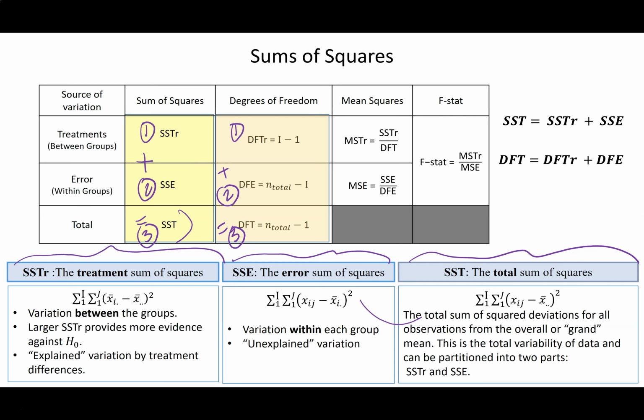And then when you go across, it's not going to add across. You're going to divide. So this divided by this is that. This divided by this is that. We do not fill in these two squares. We don't find mean square total. It's not necessarily meaningful here.